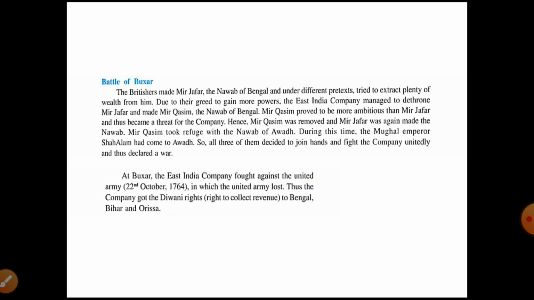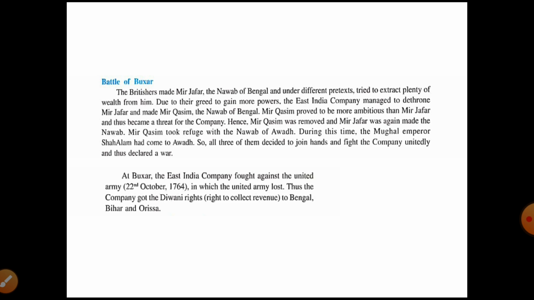Mir Qasim took refuge with the Nawab of Awadh. During this time, Mughal Emperor Shah Alam had come to Awadh, now Ayodhya. So all three of them decided to join hands and fight the company unitedly, and thus declared a war. At last Mir Jafar became the Nawab of Bengal, and Mir Qasim was removed from the position of Nawab of Bengal.